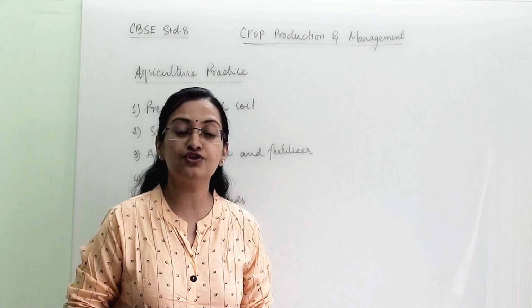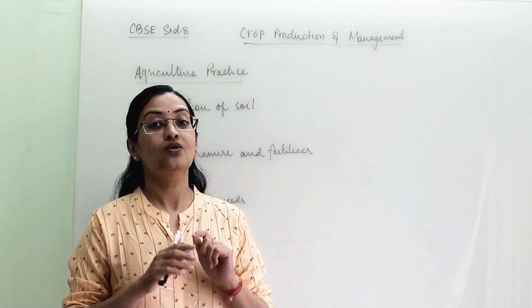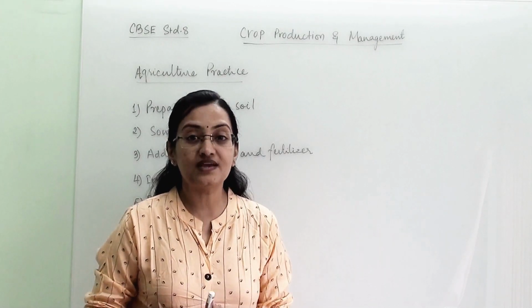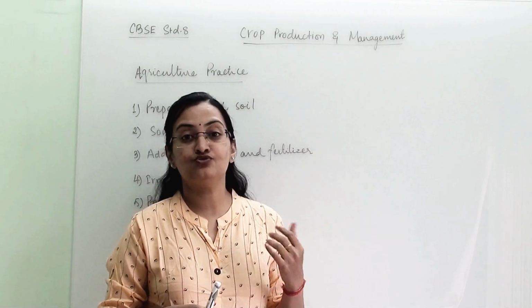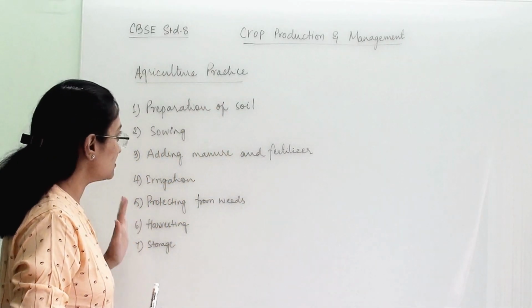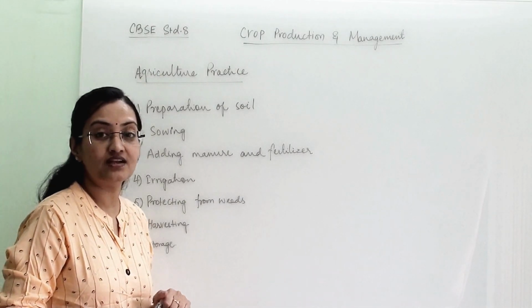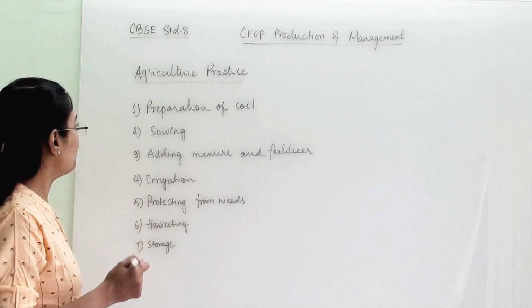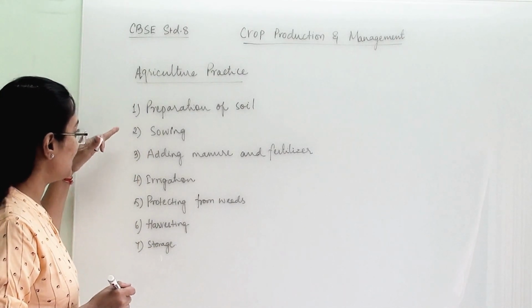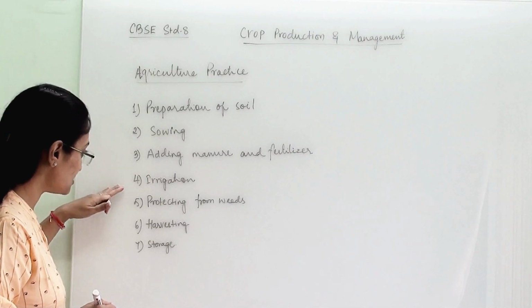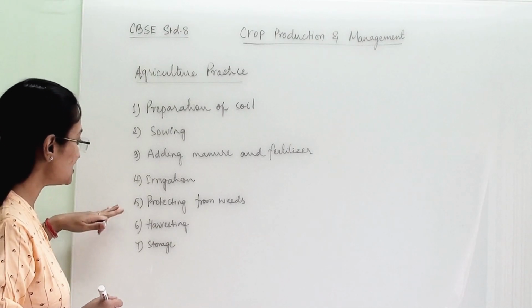In my previous video we discussed what crops are, what the types of crops are, and on what basis we categorize them into Rabi and Kharif crops. Here we follow certain agricultural practices so that our crop will be healthy and the yield will be good. First is preparation of soil, then comes sowing, adding manure and fertilizer, then irrigation, protecting from weeds, harvesting and storage.